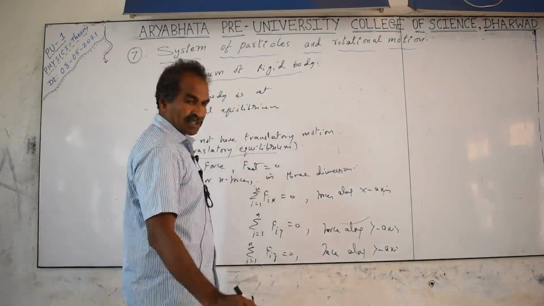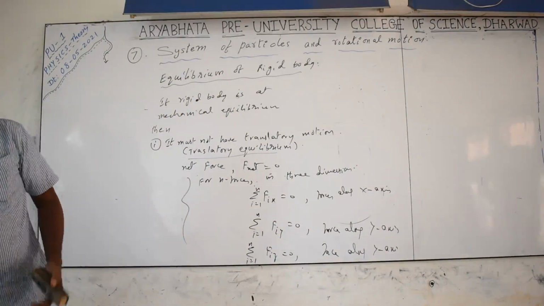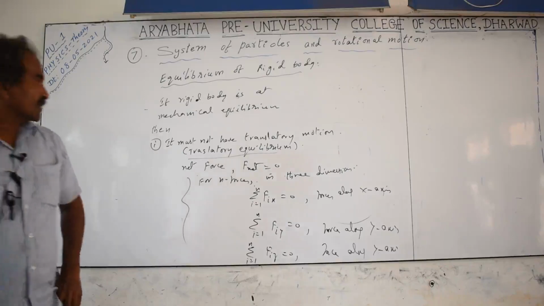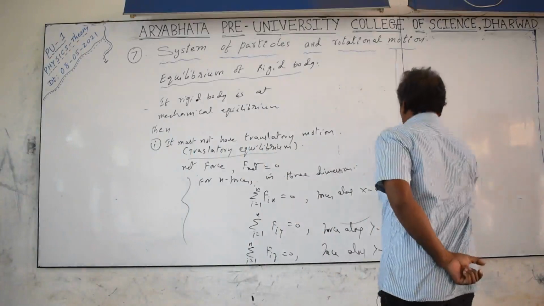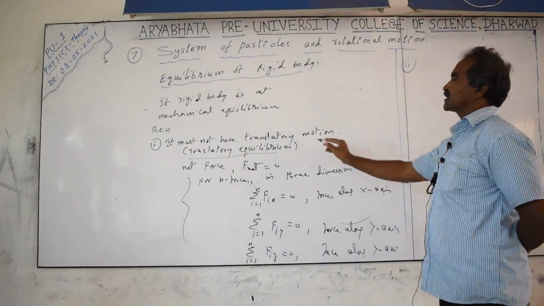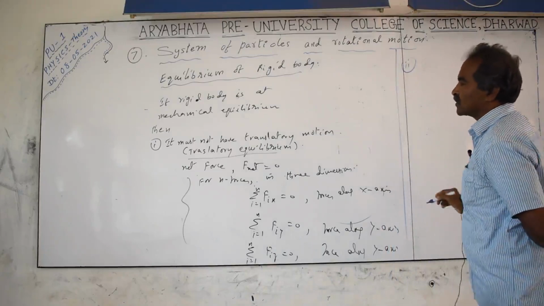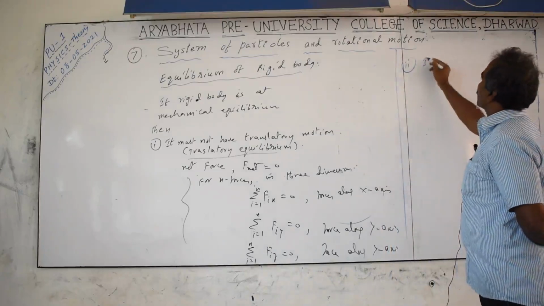There is no translatory motion, but the object can have rotational motion. For rotational equilibrium, what is the condition required? The net torque is 0. The object must not have translatory motion, and it must not have rotational motion also.